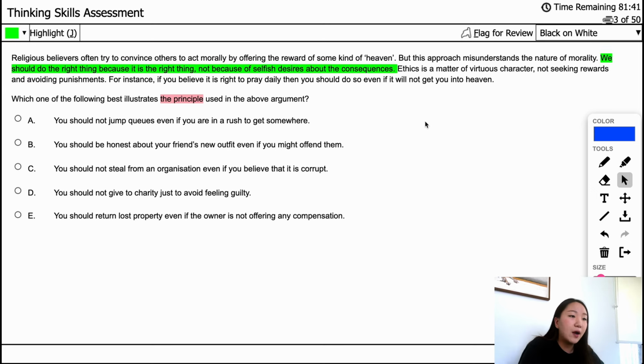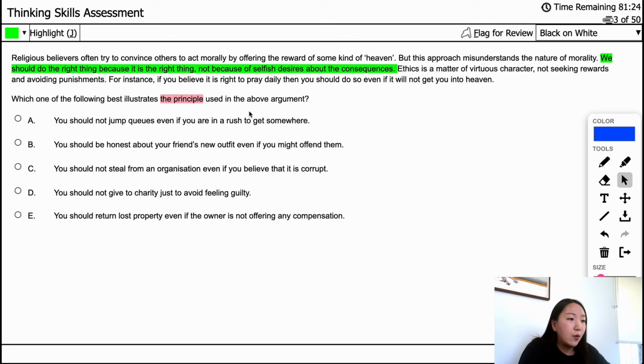So we should do the right thing because it is the right thing, not because of selfish desires about the consequences. Everything else is just explanatory. It's just giving you a bit more development on why that principle exists and why we should live by that, as well as an example. You don't need the rest of it though.